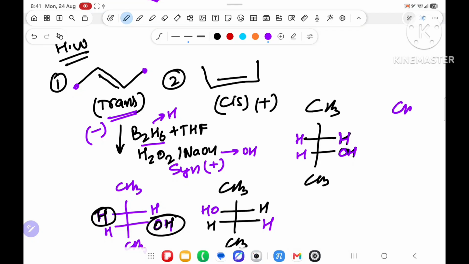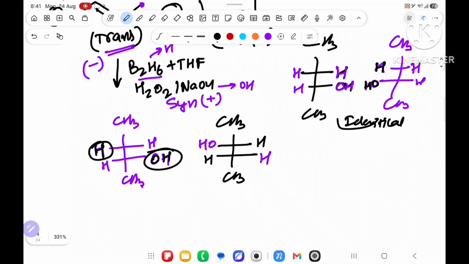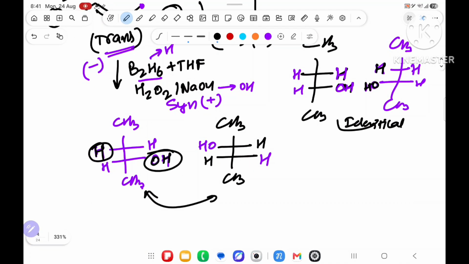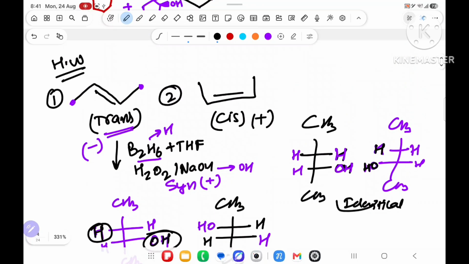You will say, sir, in CS3 I will not take OH on this side; I will take H and OH on this side. You can take it, no problem. But whenever you cross-check, these two will come identical. These two will come identical. But over here, it will not come identical. Something will come, don't worry about it. And the remaining all will be as it is.